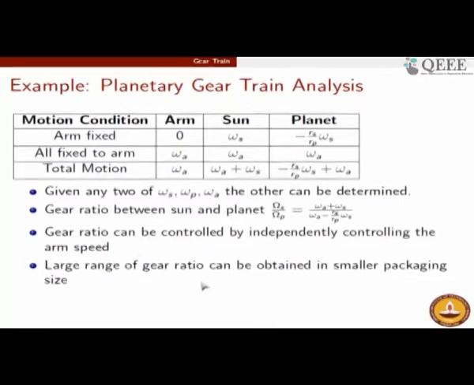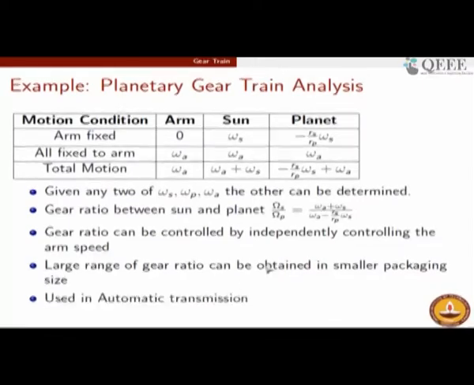So that's a very nice thing about planetary gears. As I put it here in this last bullet, a large range of gear ratios can be obtained, and the best thing about these gears is that they take much less space. It can be obtained in a very small space, under a very restrictive packaging constraint. It can be obtained in very small sizes, and this is a very important consideration when it comes to different automotive applications. As I said, it is used in automatic transmission.